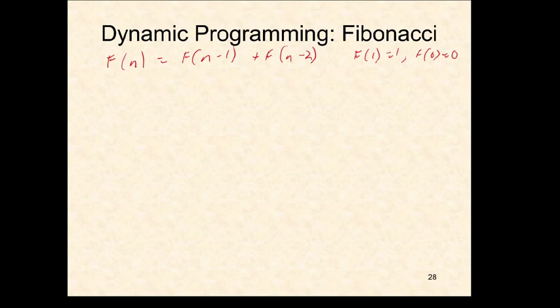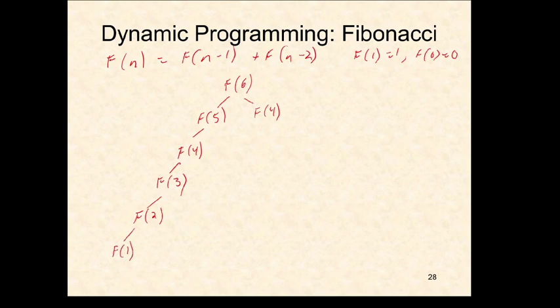If we look at even a not too horrible Fibonacci number, let's say I want to calculate f of 6. Well, to calculate f of 6, I need f of 5 and I need f of 4. But think about a recursive solution to this. A recursive solution would start trying to solve f of 5. F of 5 then needs f of 4. To get f of 4, I need f of 3. To get f of 3, I need f of 2. To get f of 2, I need f of 1, which is a base case, and I need f of 0, which is also a base case.